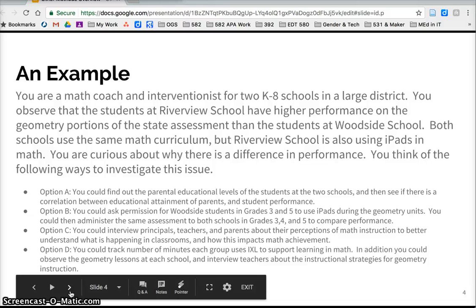So there's 4 options here that I've given you. Option A, option B, option C, option D. And what I'd encourage you to do right now is pause the video and try and figure out which of these are quantitative, which are qualitative, and which are mixed methods. And just make yourself a note before you go on with the video.